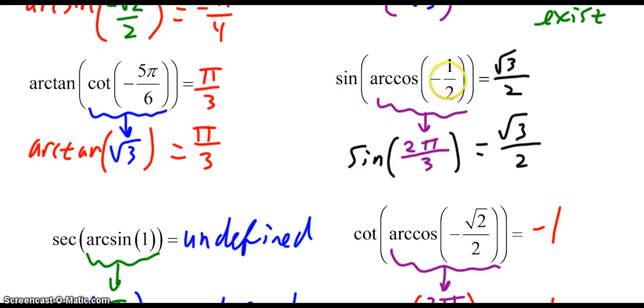The sine of the arc cosine of negative 1/2. What is the arc cosine of negative 1/2? That is 2 pi thirds. What is the sine of 2 pi thirds? That's root 3 over 2.